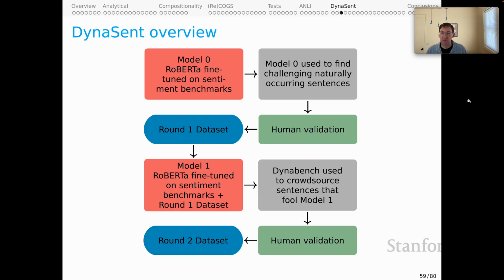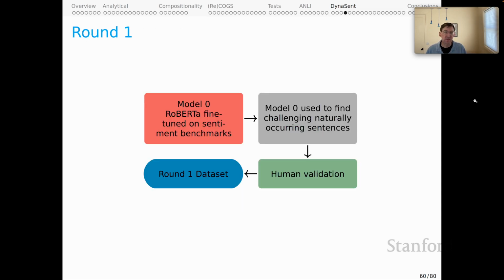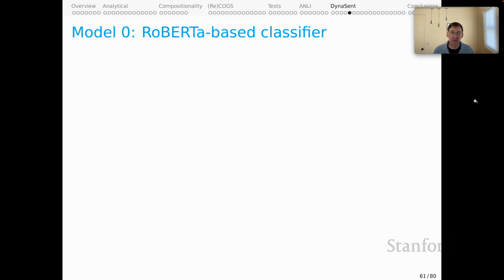This is a complete project overview. We're going to walk through this diagram in some detail. At a high level, though, I think you can see there are 2 rounds, and there are also 2 models in the mix. Those are the red boxes, and at each round, we're going to do extensive human validation. Let's dive into round 1. The starting point for this is model 0, which we use as a device for finding interesting cases naturally occurring on the web. Those are human validated, and that gives us our round 1 data set.